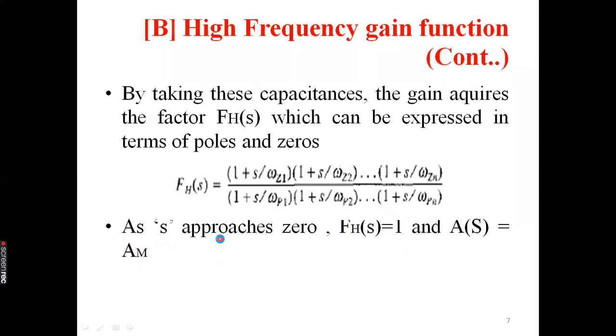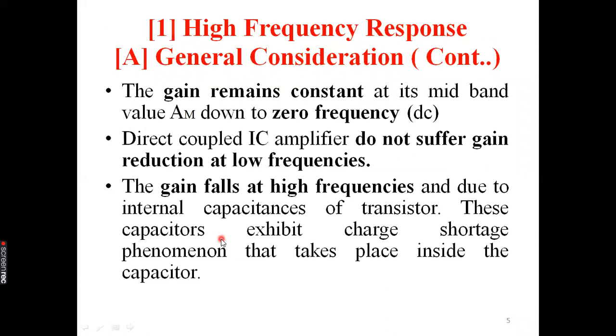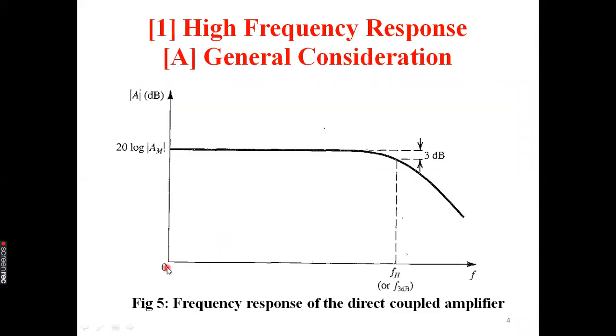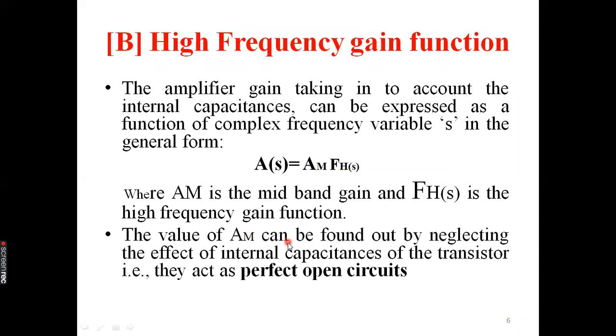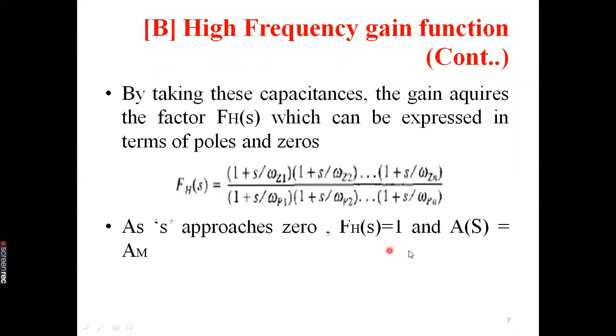That is what is called the mid-band gain. We can cross verify with our graph: at zero frequency, the gain is nothing but AM. So that is what we have mentioned over here. For zero frequency, that means for DC signals, the gain is AM, which is the maximum gain, otherwise called the mid-band gain.